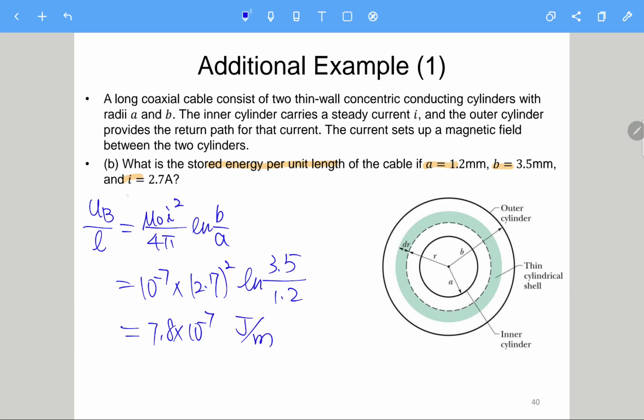So actually the SI unit for the energy should be joule, and this is meter. So we have joule per meter, or you can write it as, not 78 micro, it should be like 780 nanojoule per meter. Should be like this.